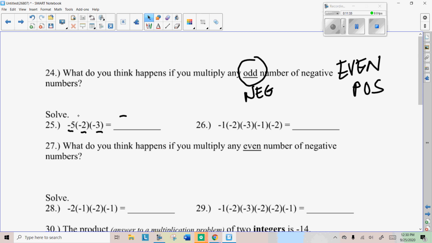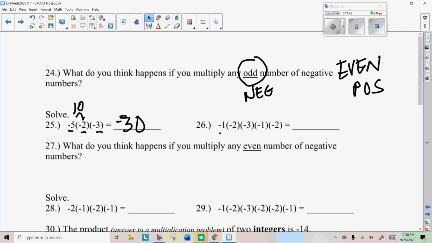Now, you can rearrange them so you can do it a little more easily. I would do the 5 times 2 first. That's 10 because it's easy to multiply by 10. 10 times negative 3, and we know we're going to have a negative answer, so it's negative 30.